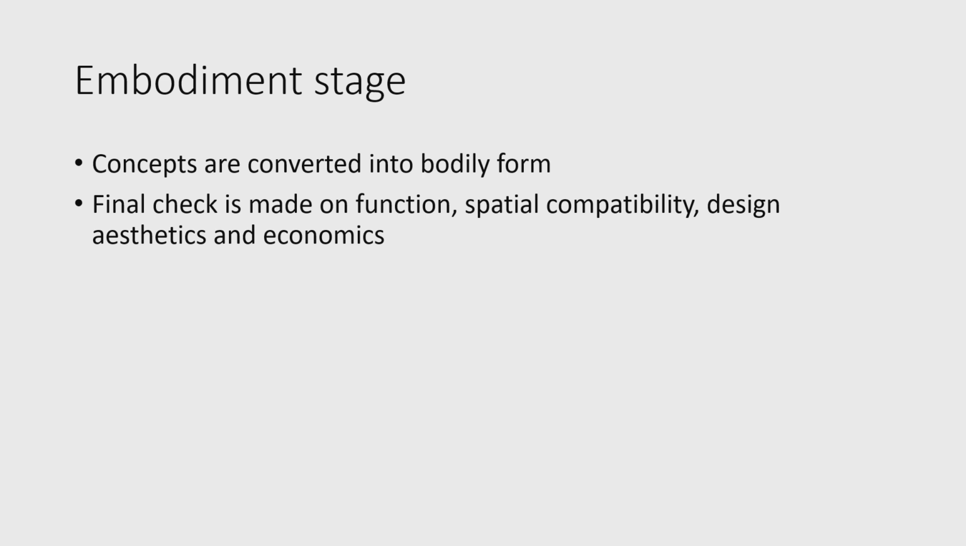A final check is made on function, spatial compatibility, meaning whether the space will be sufficient or not, then design aesthetics and economics. Like suppose you are making a nuclear power plant. Then you have something conceptual which can be written in a book also, that I will be using this type of uranium, this will be the process, this will be the reactor schematic diagram. Those types of things are called conceptual design. You do not go into too much detail about the physical dimensions of that plant.